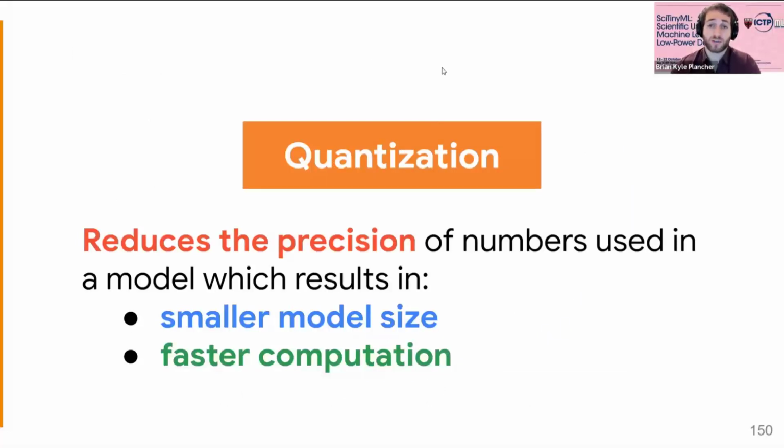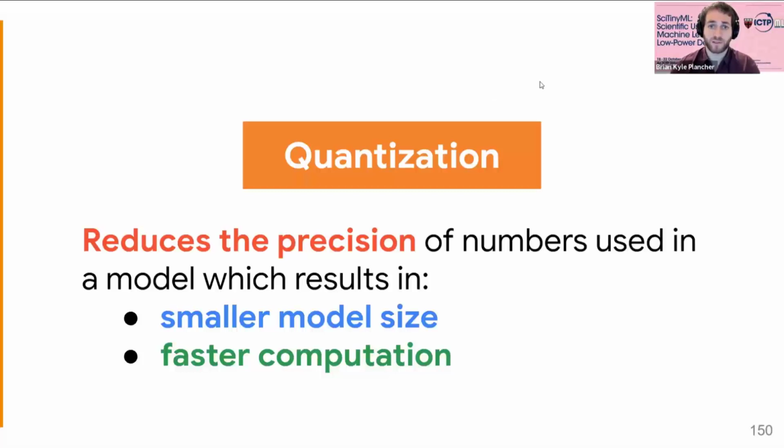And this is generally done on most of the TinyML models. The idea here is you can reduce the precision of the numerical representation that you're using, which can lead to a smaller model and faster computation. This is also important because some small microcontrollers don't support certain numerical representations.